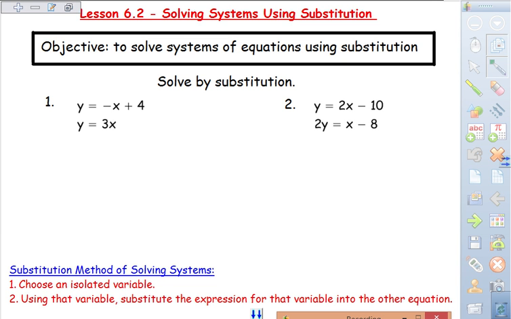Algebra, Lesson 6-2, Solving Systems Using Substitution. Today we're not going to be graphing at all. We're going to be using a new method called substitution. So I'm going to show you a couple of examples on how we can do this.